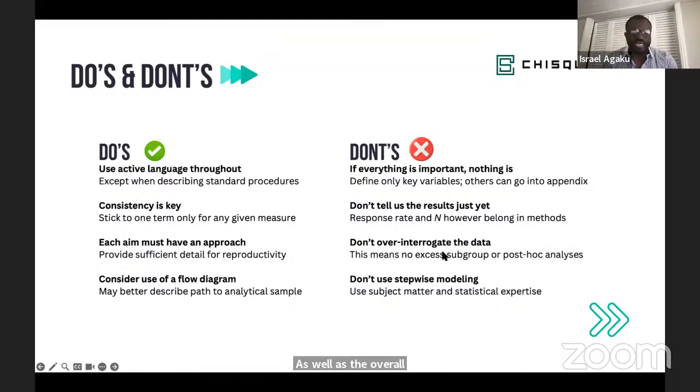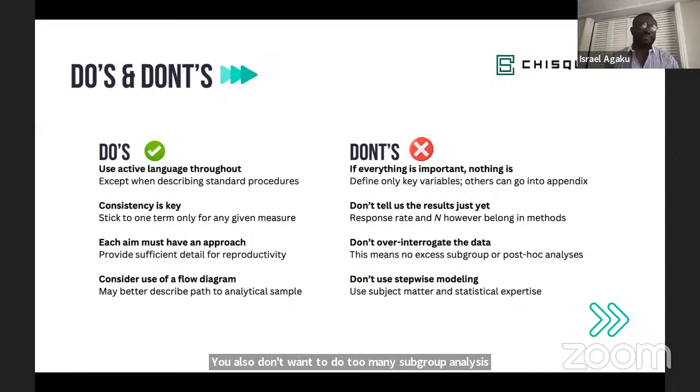Don't over-interrogate the data. So this means no excess subgroup or post-hoc analysis. If you're going to do post-hoc analysis, those have to be defined a priori, right? You also don't want to do too many subgroup analyses because that amounts to a fishing expedition. And please, we're in 2024, no such things as stepwise modeling or backward or forward.